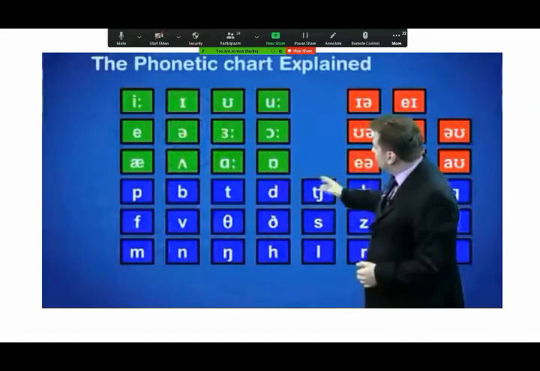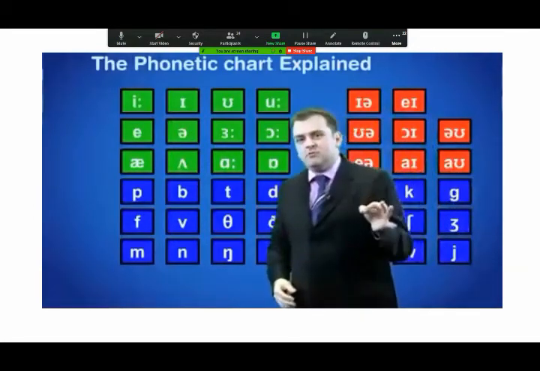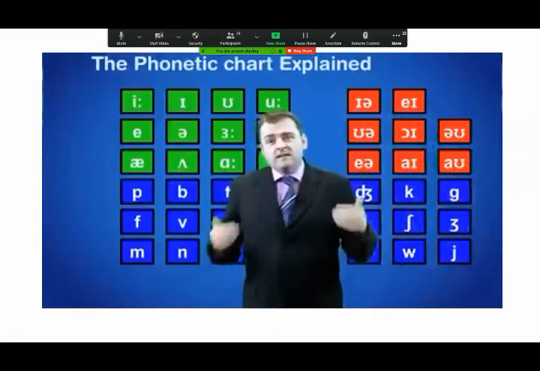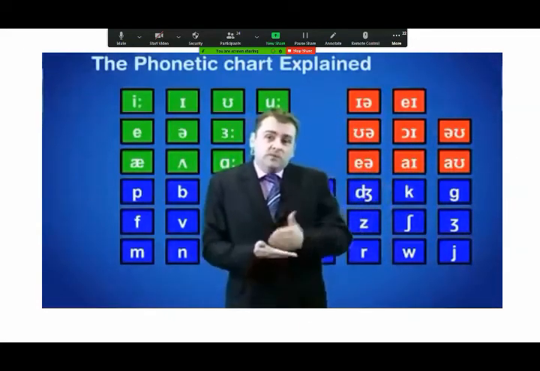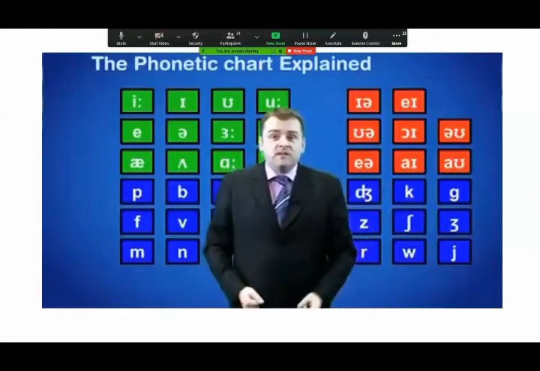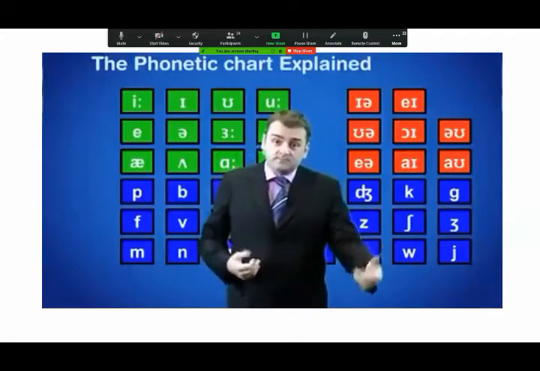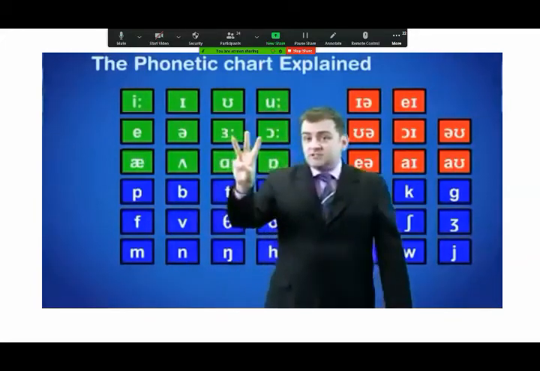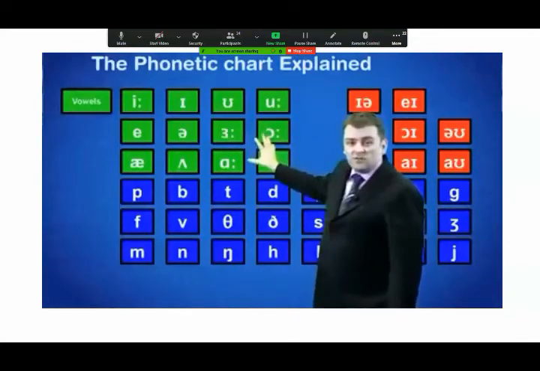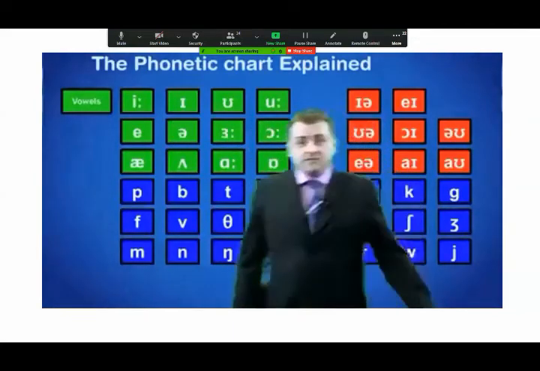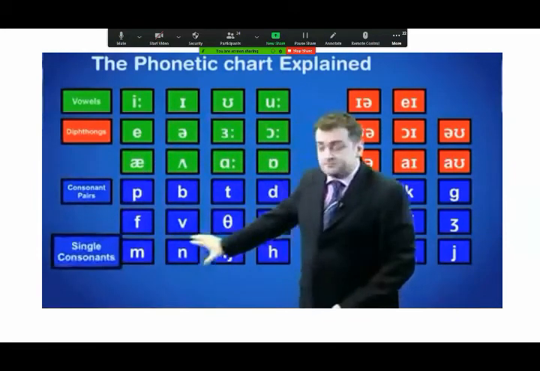At first, it looks like a meaningless collection of symbols, but each symbol represents a different sound. In spoken form, most of the English language can be broken down into 44 separate sounds. The phonetic chart shows us how these sounds relate to each other. There are 3 sections to the chart: single vowels, or monophthongs in green, diphthongs in red, and the consonants in blue.